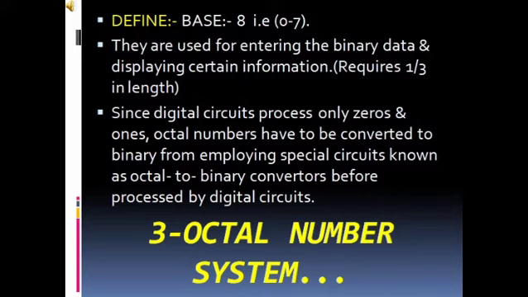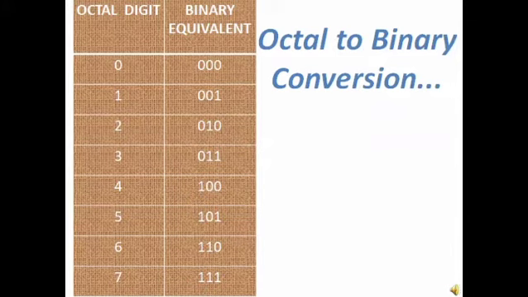Now I'll show you a table in which we have octal to binary. Since octal has digits from 0 to 7, they are already there in the table and their binary equivalents are given in front of them, 000 up to 111. You have to learn this table, but I'll tell you the short trick for learning this in the upcoming videos.